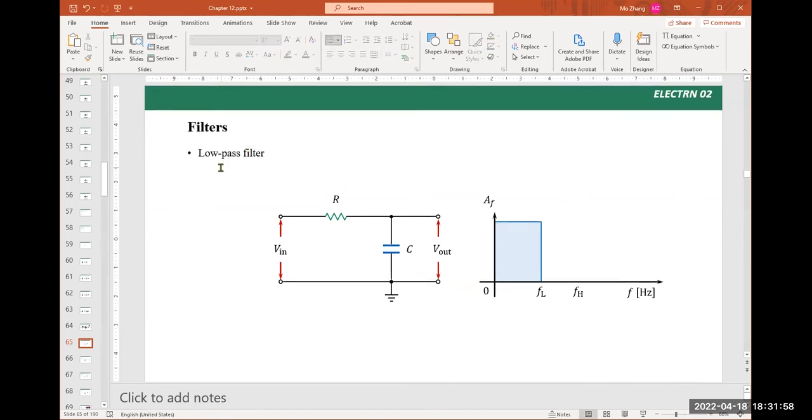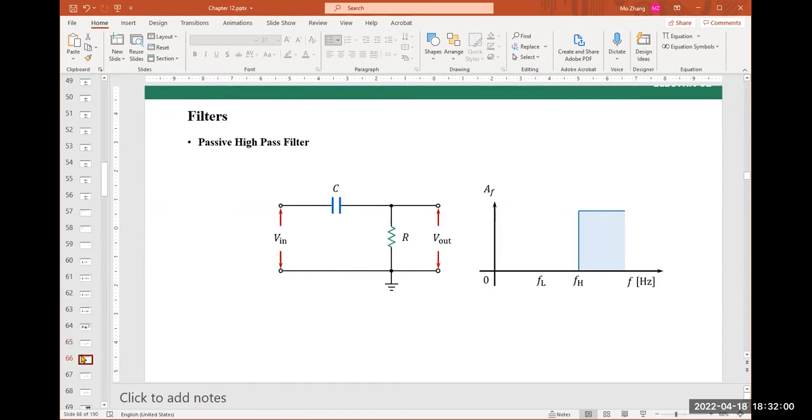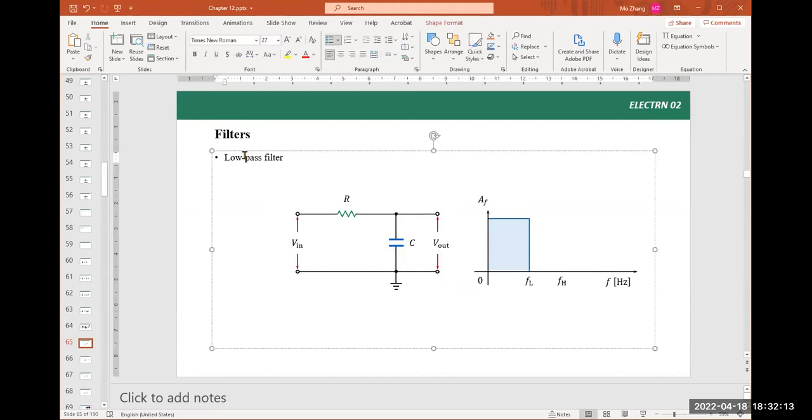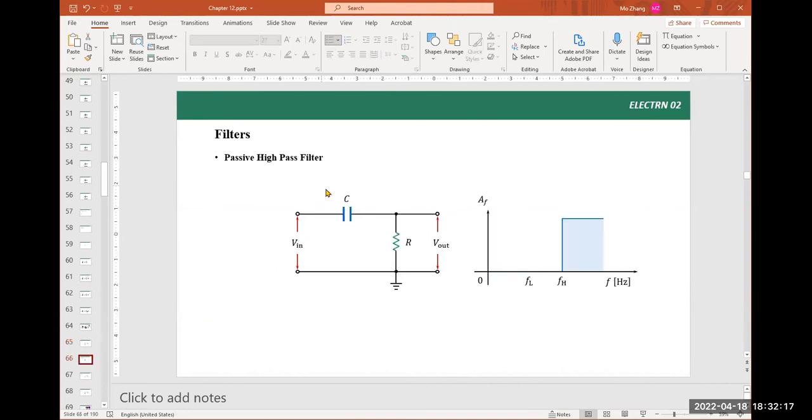Similar to that, we have the high pass filter. This one is a high pass filter. The previous one is a low pass filter. So resistor here, capacitor there, get the output of the capacitor. This is low pass. If we switch these two, put the capacitor here and the resistor there, and get the voltage across the resistor, this one is called a high pass filter.